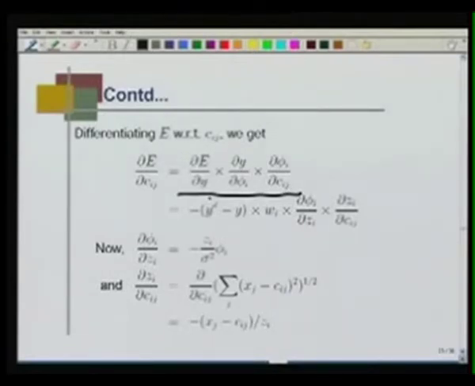So, we already know del E upon del y is this, del y upon del phi was wi, and to compute phi I by this, we differentiate phi I with respect to z I, and z I with respect to Cij. When you differentiate phi I with respect to z I, we get z I upon sigma square phi I, negative, and similarly z I with respect to Cij, we get this expression. So, this is negative, this is also negative, this is also negative. Overall, the sign of this expression is negative.